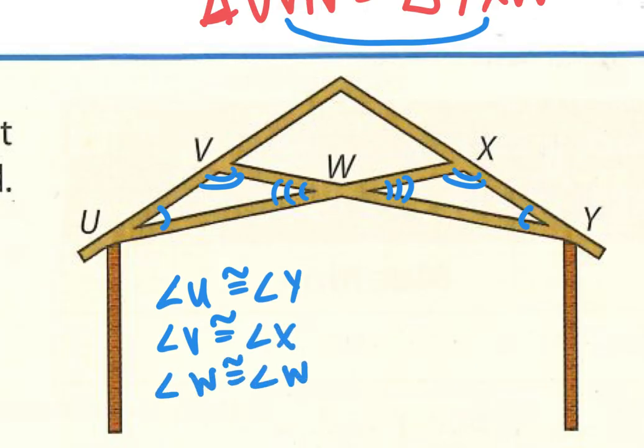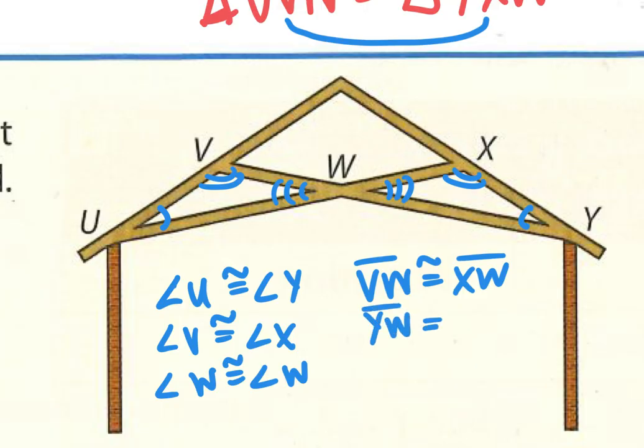Now, with the sides though, if I say side VW, what are you going to tell me it is congruent to? What is VW congruent to? XW. And where am I at? YW congruent to? UW. Okay, I could list them all out. I'm not going to list every single one. But we get the picture there, right?